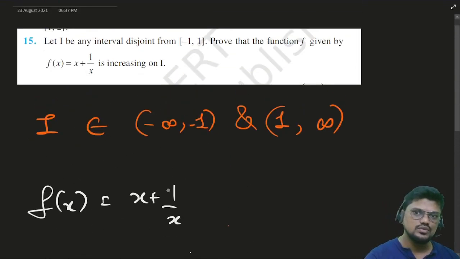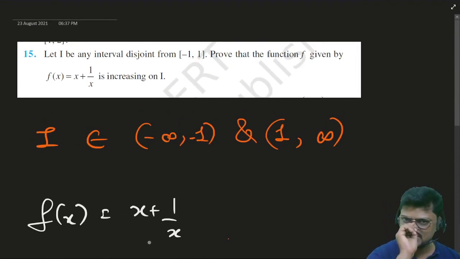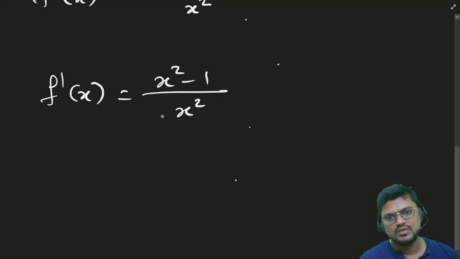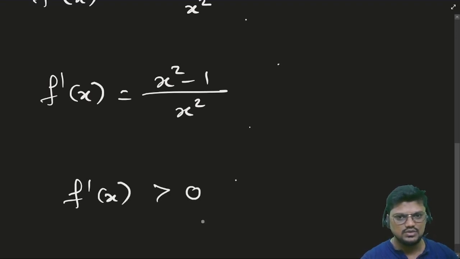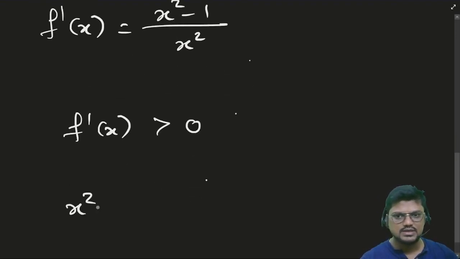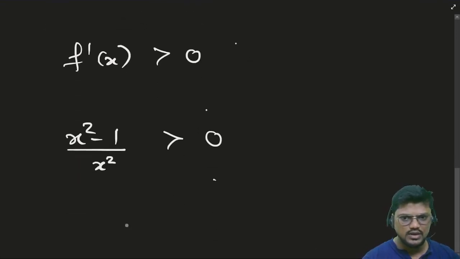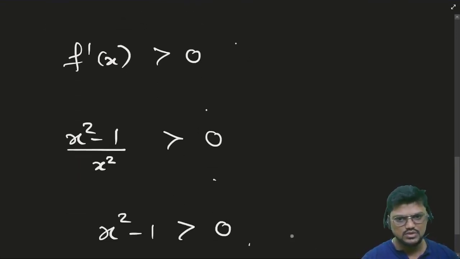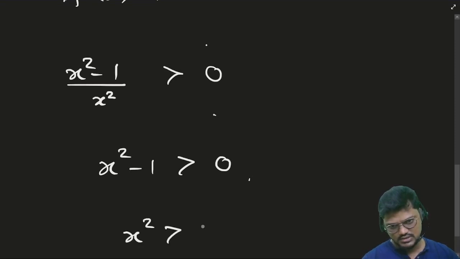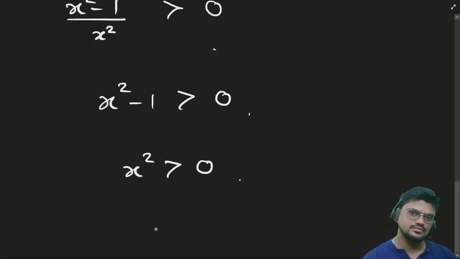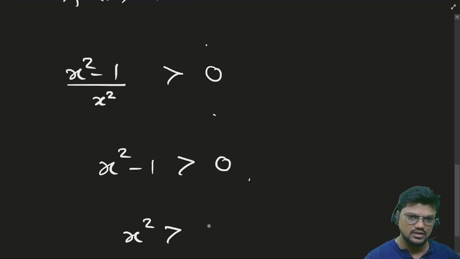Now what you have to do? Prove that the function is increasing on I. Now we know that the function will be increasing only when your f dash of x is greater than 0. So we can say x square minus 1 upon x square has to be greater than 0. Therefore, x square minus 1 has to be greater than 0. Or you can say, sorry, x square has to be greater than 1.